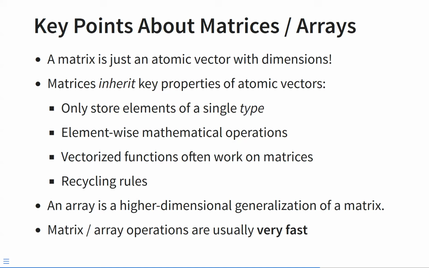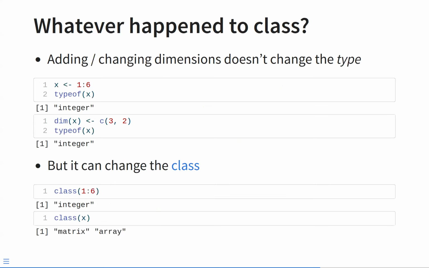An array is a higher dimensional generalization of a matrix. And if you're familiar with Python, there's a machine learning package called TensorFlow. Sometimes higher dimensional generalizations of matrices are called tensors. In R, they're just called arrays. Okay, so matrix and array operations are in general very, very fast. And that's why we like them.